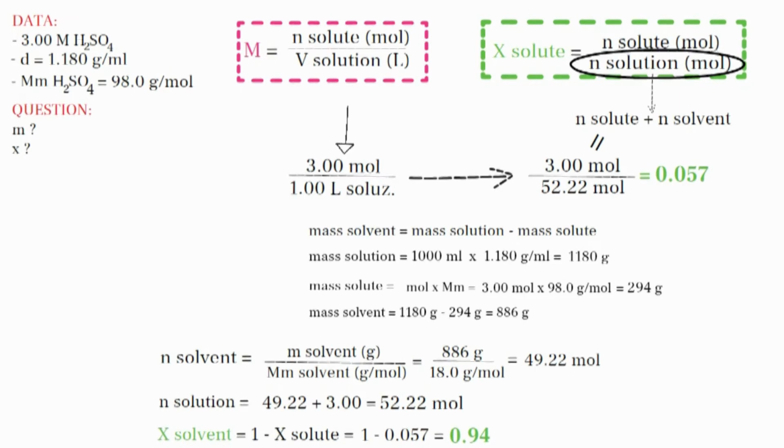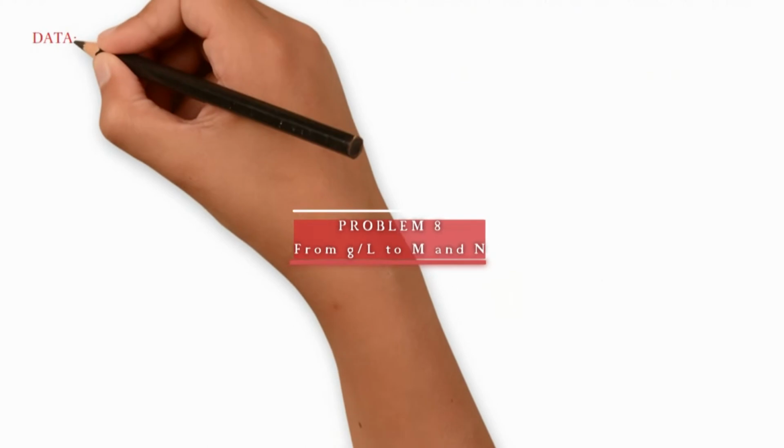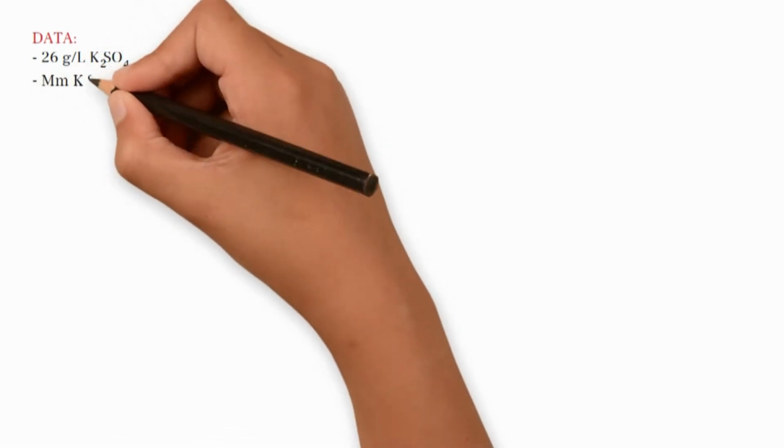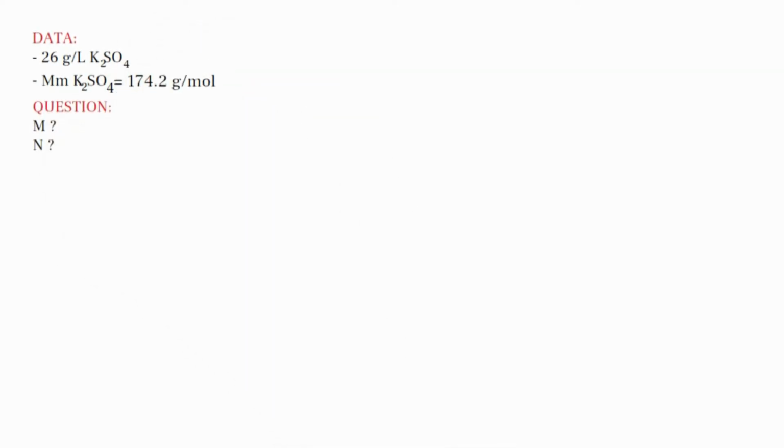So we did also this 7th problem. I hope everything was clear, and now let's move to the 8th one. So let's see the data. We have 26 grams per liter of potassium sulfate. The molar mass of potassium sulfate is 174.2, and the question of this problem is what is the molarity and what is the normality of this solution.